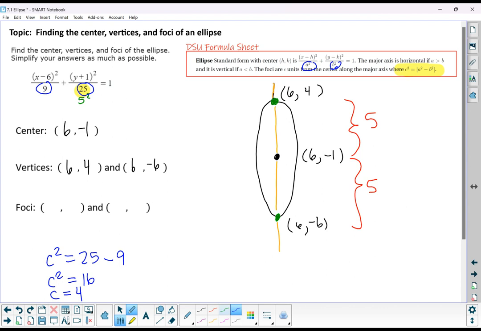So what that means is the foci are 4 above the center. So now I have to think about, what's this distance if I count up 4, 1, 2, 3, 4. That would put the first upper foci at 6, 3, because I'm 4 above -1, and the other foci will be at 6, -5, so 4 below. So I'm just subtracting 4 and adding 4 to get those foci.